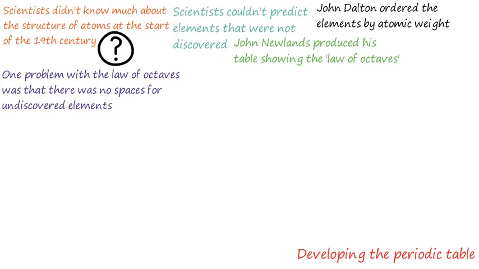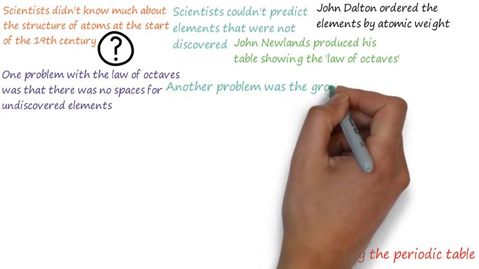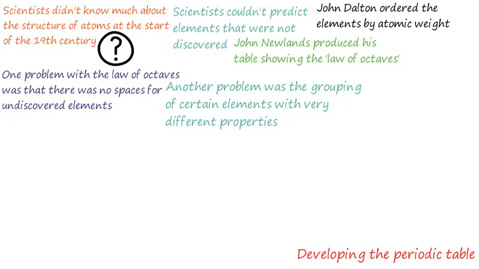One problem with the law of octaves was that Newlands did not leave spaces for undiscovered elements. He assumed that all the elements had been discovered. Another problem was the grouping of certain elements. For example, he grouped oxygen with iron and sulphur, a metal and 2 non-metals together. These issues meant that his ideas were not accepted by other scientists.